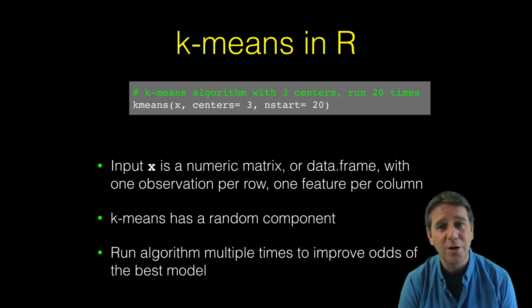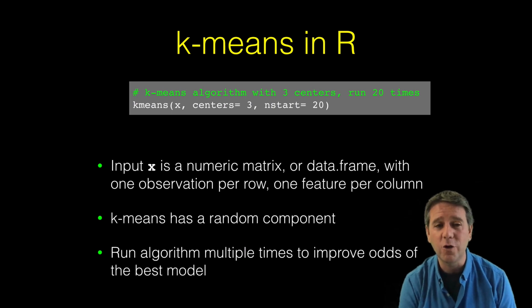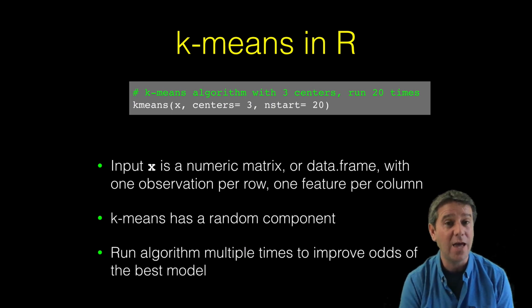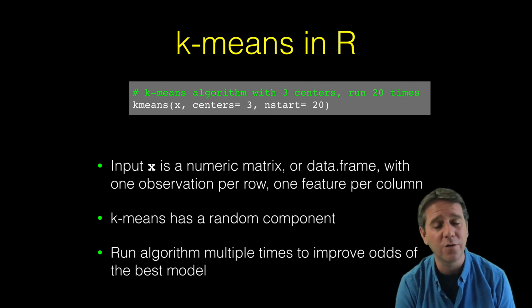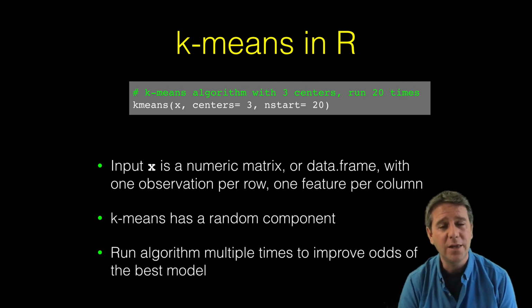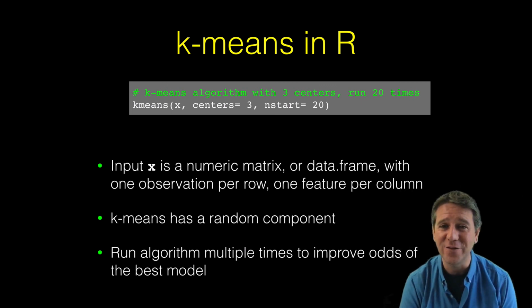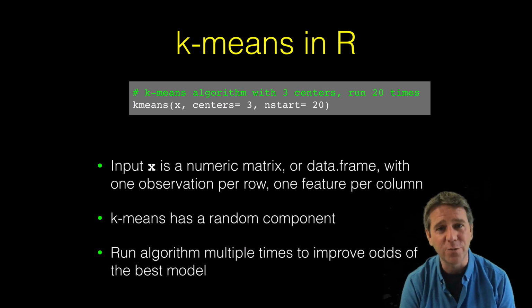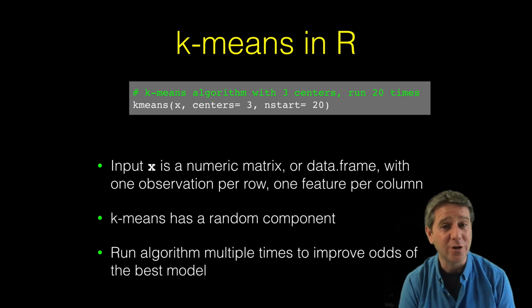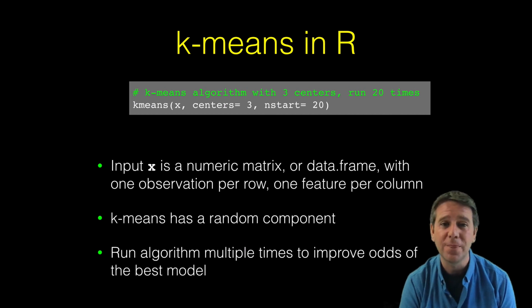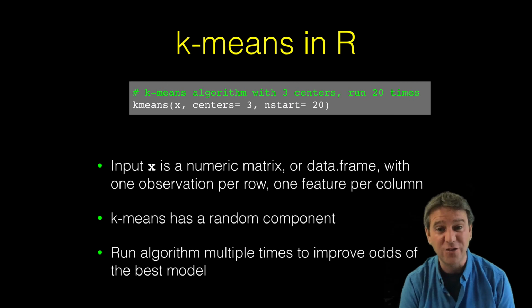So in R, all of this is taken care of and done for us in one function call, and that's kmeans. That's the base R function for k-means clustering. It takes input x, which is your numeric matrix or data frame with your values in it, with 1 observation per row and 1 feature or variable per column. And then the arguments here, centers, that's the number of clusters you're after. That's your K, what we typically call K in k-means.